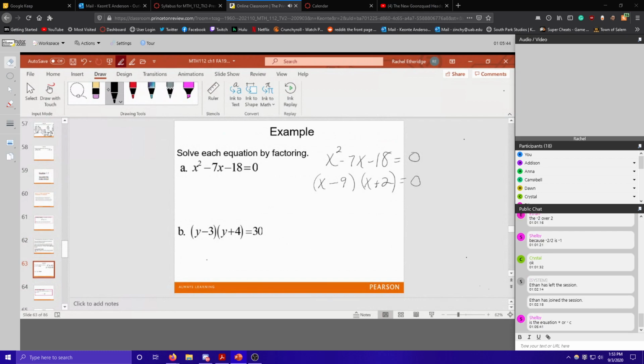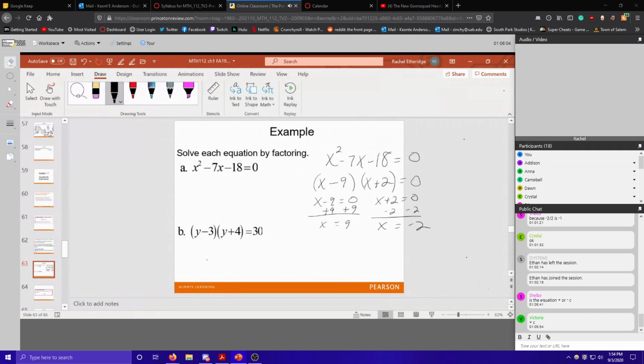Okay. So now the zero factor property says you can set each one of these equal to 0, and you can solve for x. So x equals 9. x equals negative 2. So when we want to solve a quadratic equation, the x squared term tells you that you're probably going to get 2 answers. Sometimes you'll only get 1, but you're probably going to get 2 answers. And one of the methods is factoring.